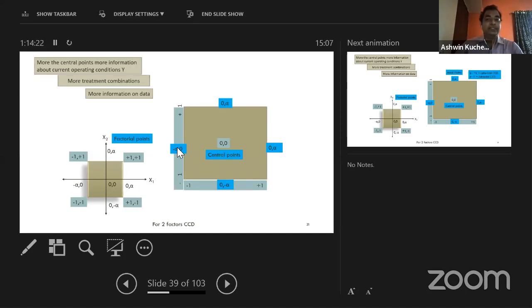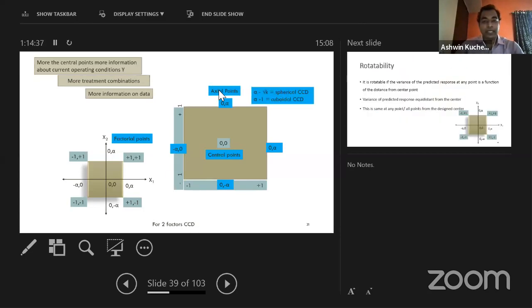Here lies the axial point. If the operator is not able to perform at the low level, he might perform between this alpha value and the low value, which is the distance from the center point as well as the low values. These are axial points, and the alpha values are given by different formulas for spherical central composite design and cuboidal central composite design. Now we will see the types of central composite design.